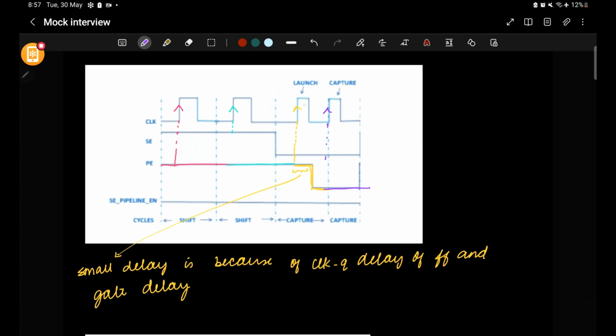So the original scan enable, if you see, the fast clock pulse is coming only when scan enable is equal to 0. But if you consider the pipeline scan enable, then this fast clock pulse is coming during the shift phase, when scan enable is equal to 1. So this is how we are able to bring the fast clock pulse during the shift phase when we enable LOS. When LOS is enabled, this pipeline scan enable structure will be used. Okay.